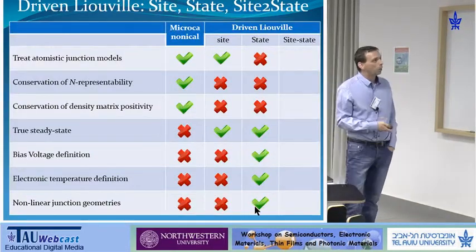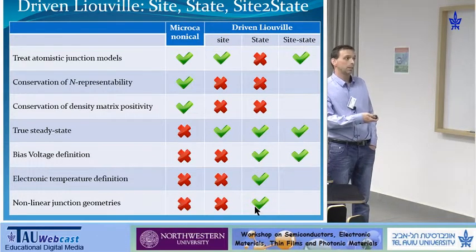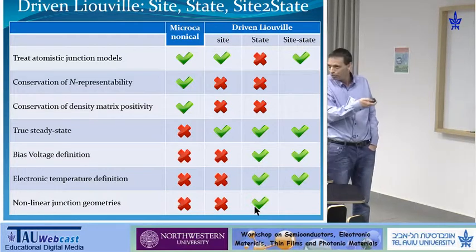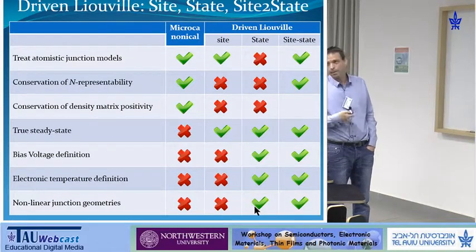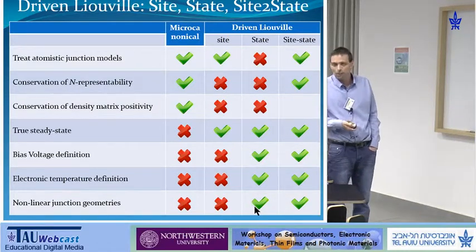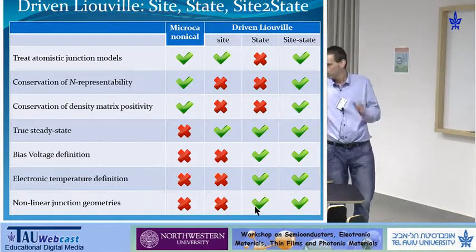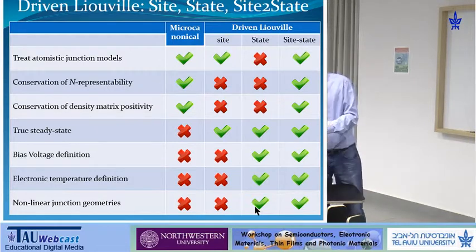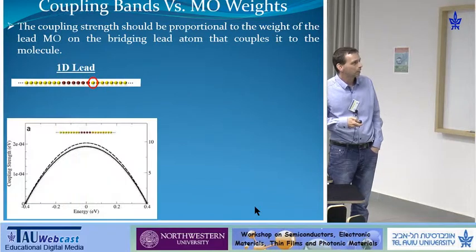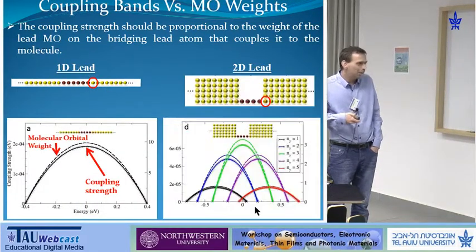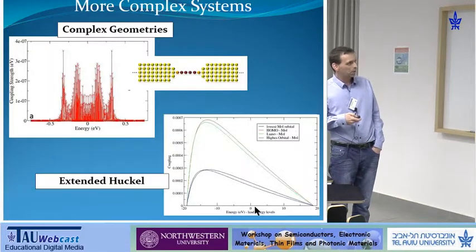Okay, so if we now compare all of these, with our method, we can treat atomistic models. We get a true steady state. We have a good definition of the boundary conditions, unlike before, and we can treat any type of system. It doesn't have to be linear. And the bonus is, because we added those terms to the equation, we now conserve n-representability and density matrix positivity. So we don't get negative densities or more than one particle per state, which is kind of nice. I'm going to skip the coupling bands, even though it's interesting, at least to me, and I'm just going to summarize.